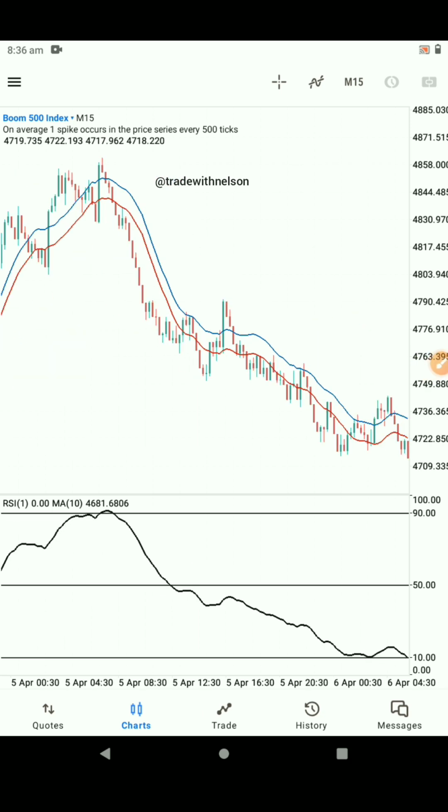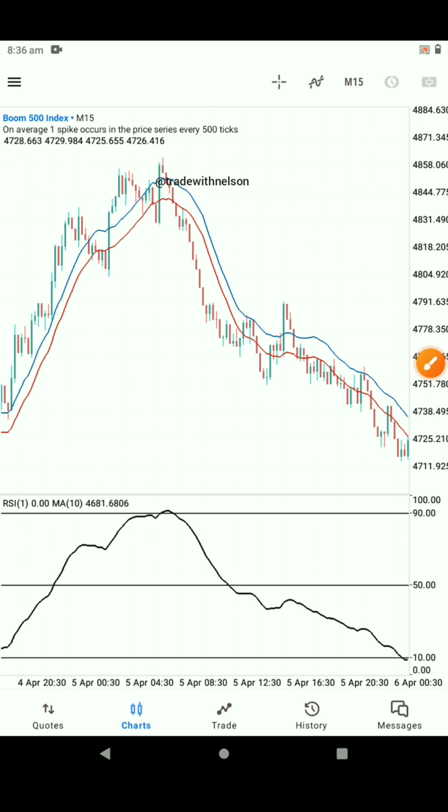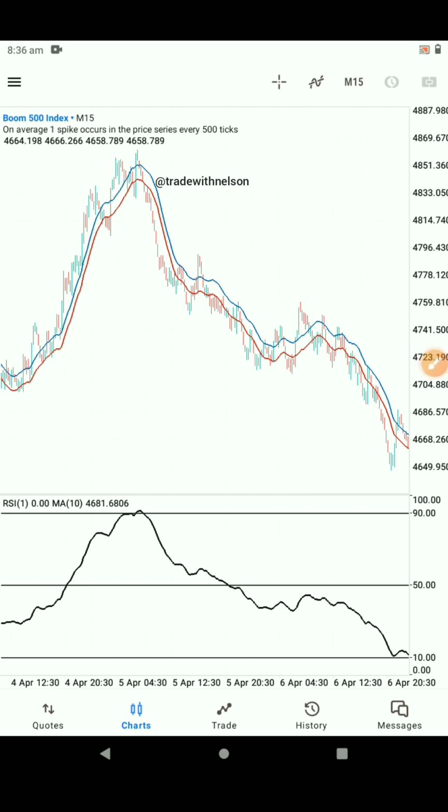But one thing I want you to know is that the market can reverse to the upside. We can't say exactly what will happen. We can only predict what is likely to happen. So our edge is our advantage in this market.